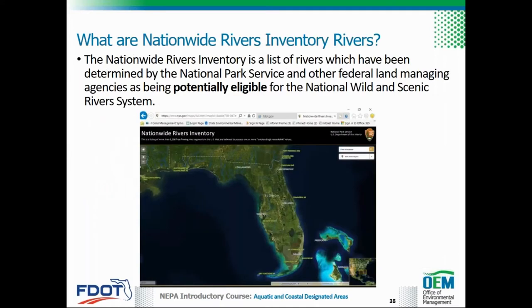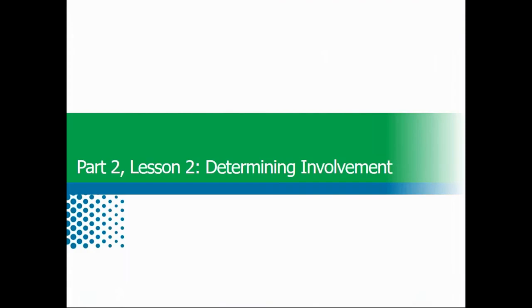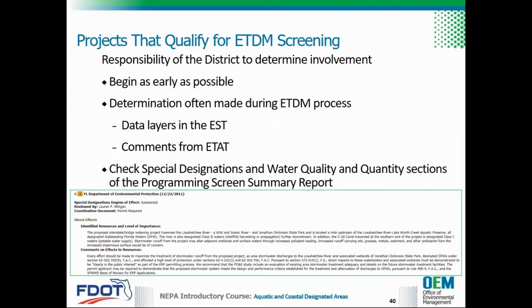There are many river segments that are included on the Nationwide Rivers Inventory, or NRI, in Florida. The NRI is a list of rivers which have been determined by the National Park Service, or NPS, and other federal land managing agencies as being potentially eligible for the National Wild and Scenic Rivers system. Now we will proceed to Lesson 2, where we will discuss how to determine involvement with a wild and scenic river, study river, or a river listed on the Nationwide Rivers Inventory.